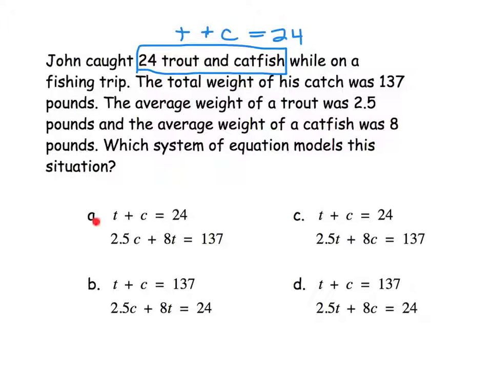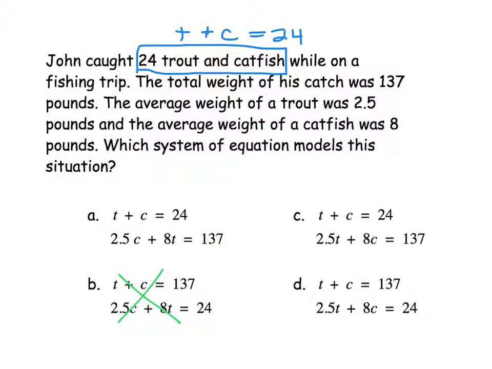So this first answer choice, I've got trout plus catfish equals 24. Okay, so answer A is still a possibility. Let's look at B. B says trout plus catfish equals 137. No. So before we even have to worry about B any further, we can cross it out because it doesn't match that very first piece of information.